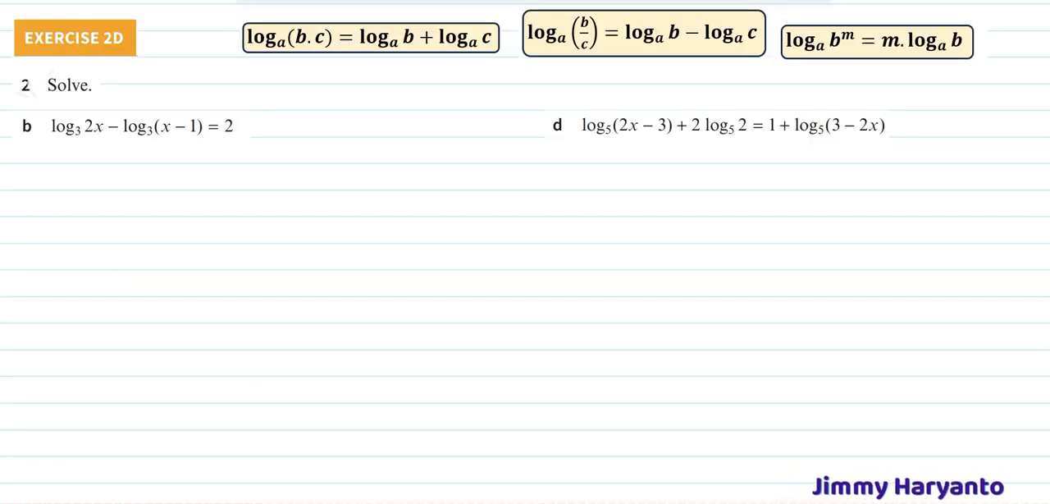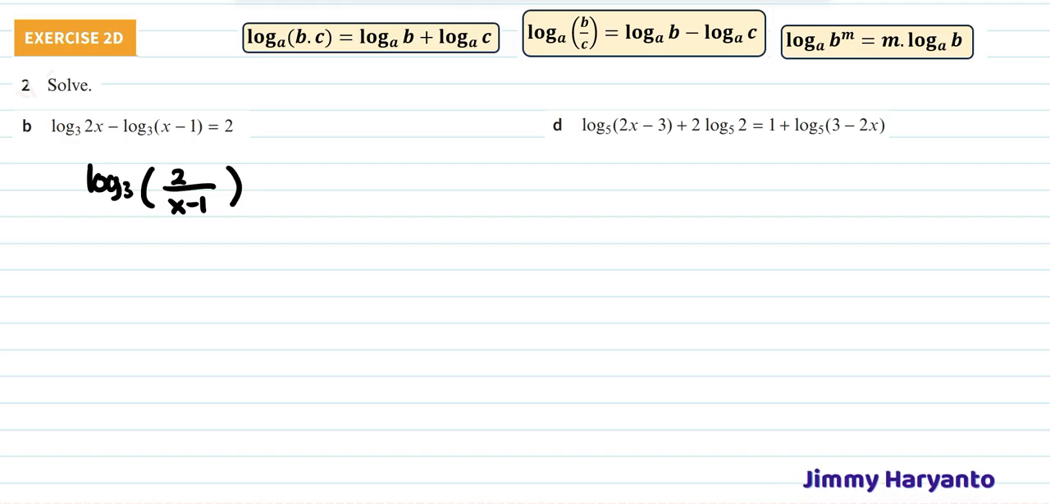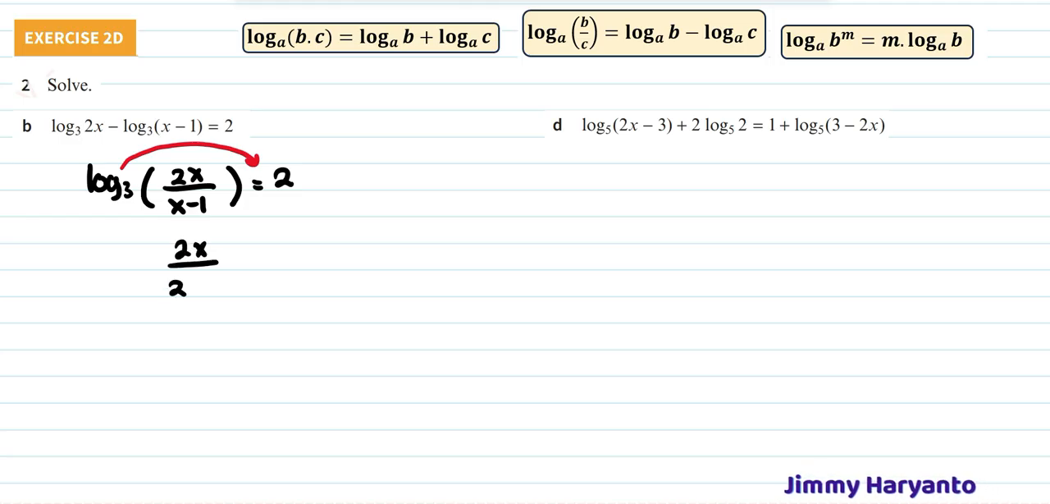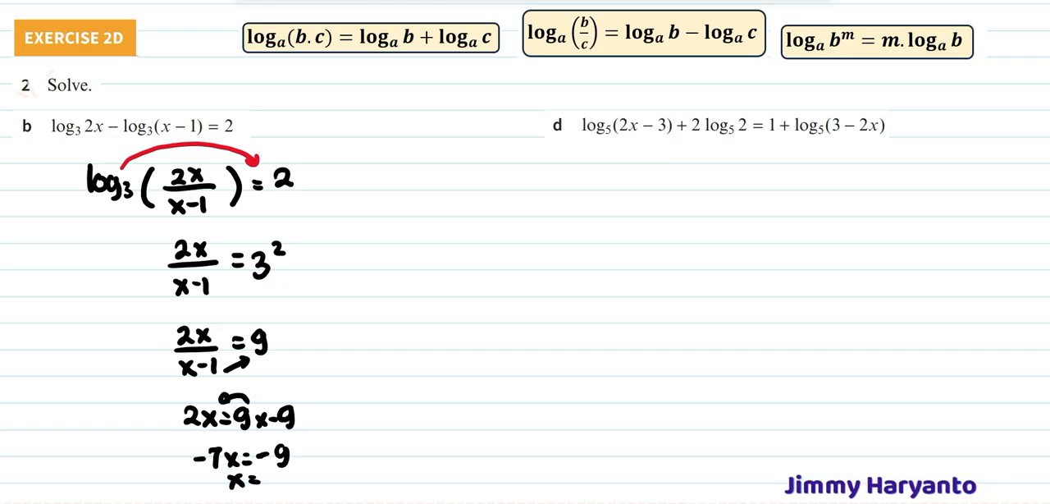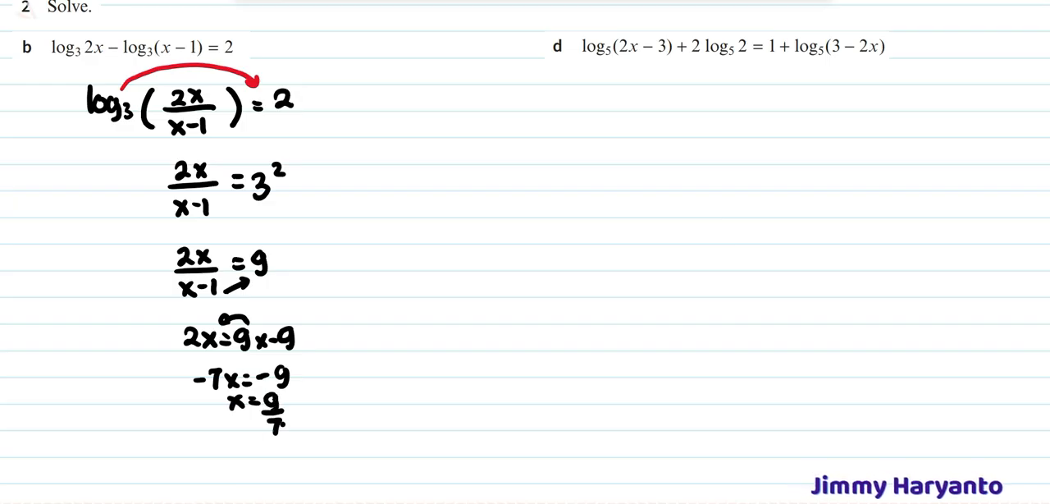For question 2a, I can combine this using the division rule. So logarithm 3, open brackets, 2x over x minus 1, equals 2, and then you move the logarithm 3. 2x over x minus 1 equals 3 to the power of 2. So 2x over x minus 1 equals 9, and then cross multiply. 2x equals 9x minus 9. Move the 9, you have negative 7x equals negative 9. So x equals 9 over 7.